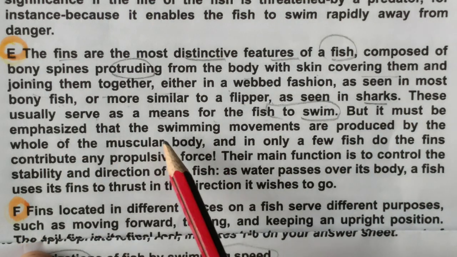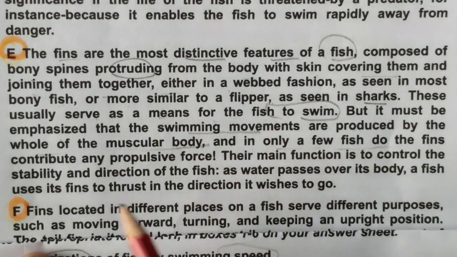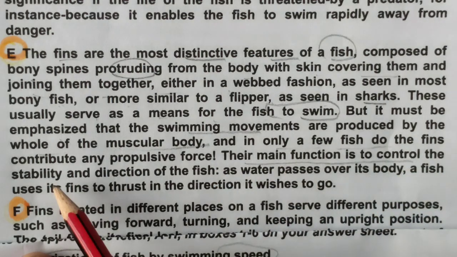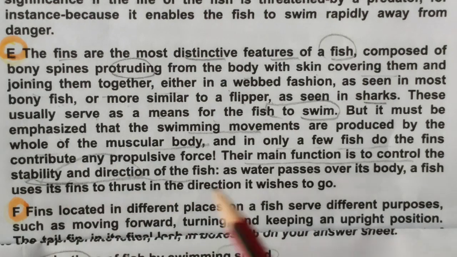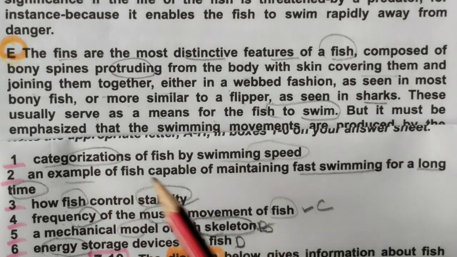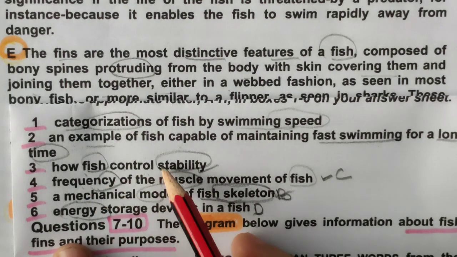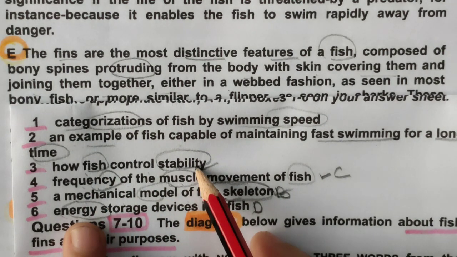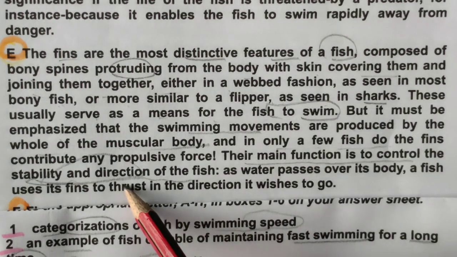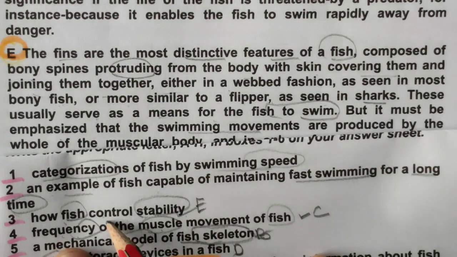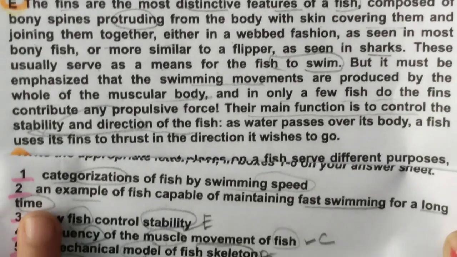But it must be emphasized that swimming movements are produced by the whole of the muscular body, and the fins' main function is to control stability. Stability and direction of the fish. Here they were talking about how fish control stability. So we can go with E paragraph. See this, we have got these words. Okay, follow the keyword strategy, it is important.